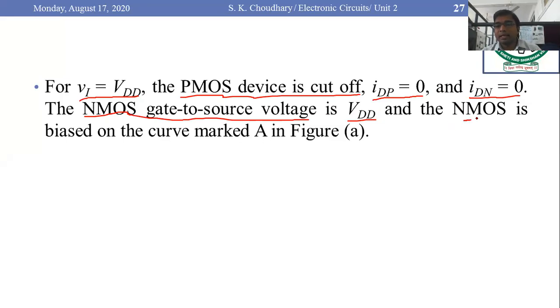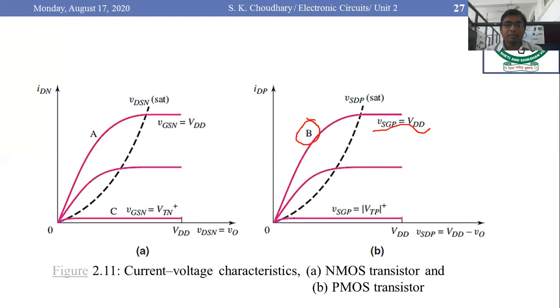This condition says that NMOS is biased as the curve marked A. Okay, that means what? What is the curve marked A? In this diagram you can see this is saying that when VGSN is equal to VDD, this is the curve. So this curve would be plotted for this condition. This curve would be plotted for NMOS, VGSN is equal to VDD. Okay. Now NMOS is in the saturation region. You can consider it.